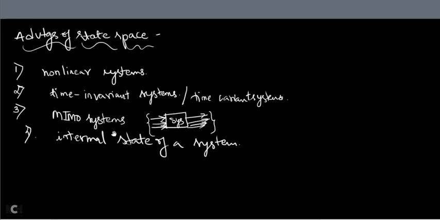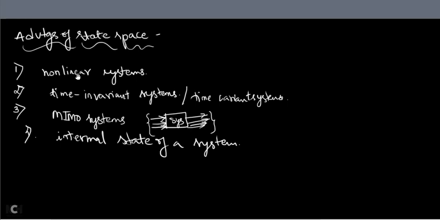And if you use the state variable, state space method, then the internal state of the system, that you can easily find out by using the state space method. So these are some of the advantages of the state space method over the normal transfer function method. That is why you go for the state space method.